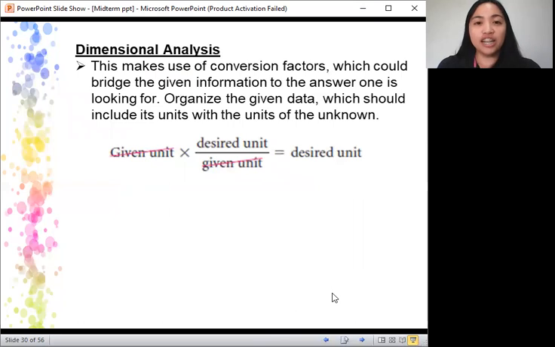So dimensional analysis. So this makes use of conversion factors which could bridge the given information to the answer one is looking for. Organize the given data, which should include its units with the units of the unknown. So, ang dimension analysis, gabi ni siya ka-useful or gabi gid ni paggamit sa chemistry. That is why you practice how to use dimensional analysis. So, example, if a woman has a mass of 115 pounds, what is her mass in grams?